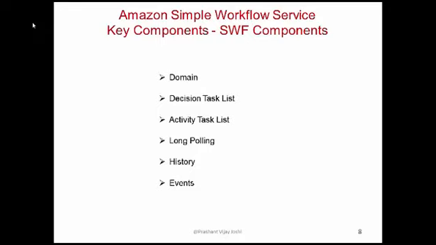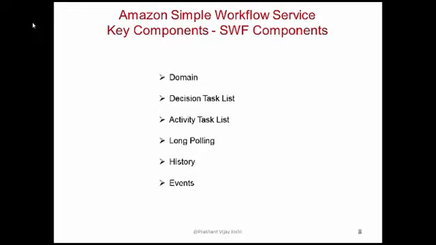Task list. We have two types of task lists. One is called the decision task list and the other is called the activity task list. Task lists are the way to organize and associate tasks with a workflow. If you want to schedule a task, you have to schedule it in a task list.